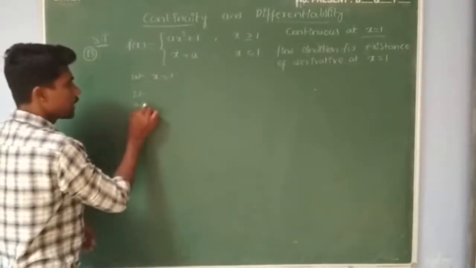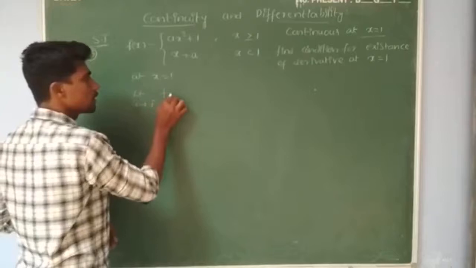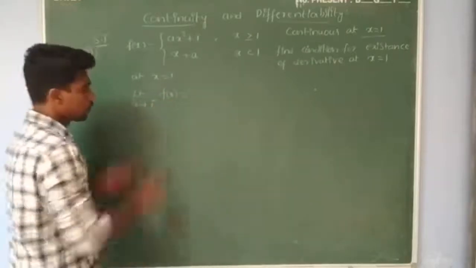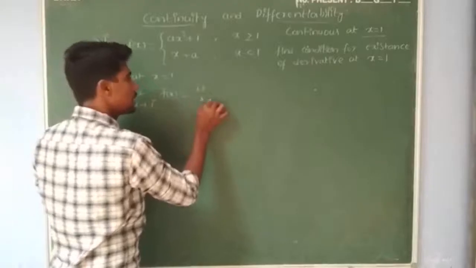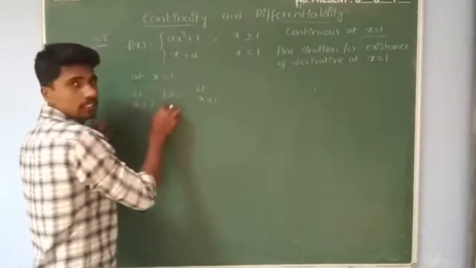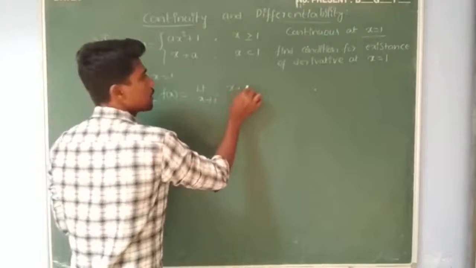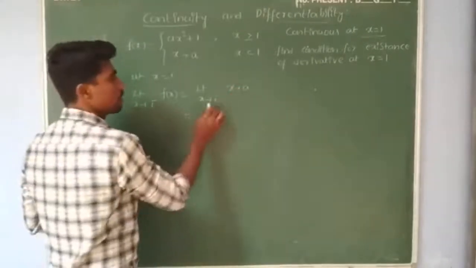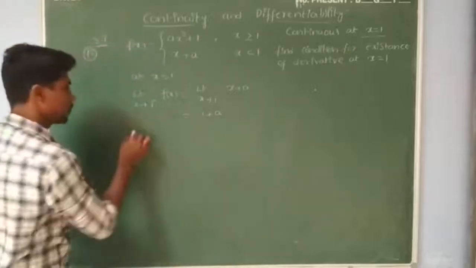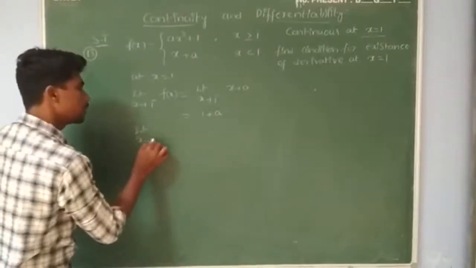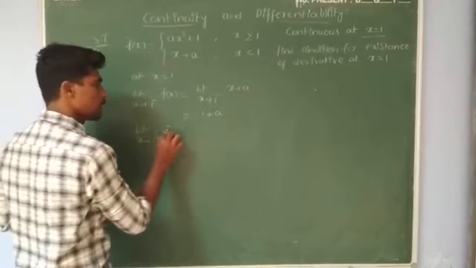Limit x tending to 1 minus f of x. For values less than 1, limit x tending to 1 minus f of x is given as x plus a. Now if I substitute 1, what I get? 1 plus a.